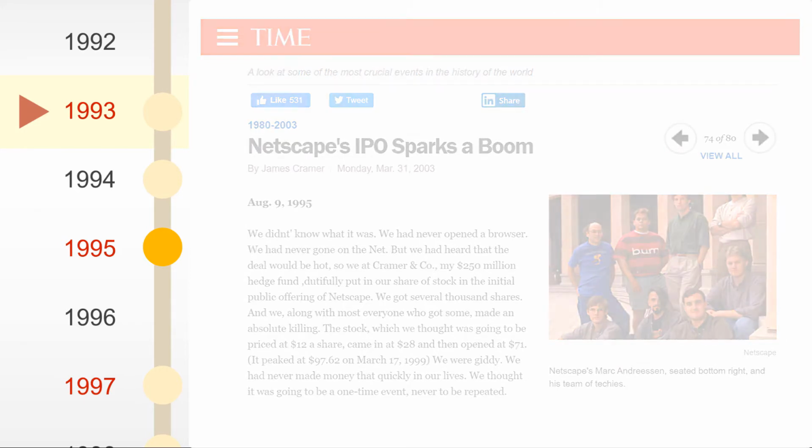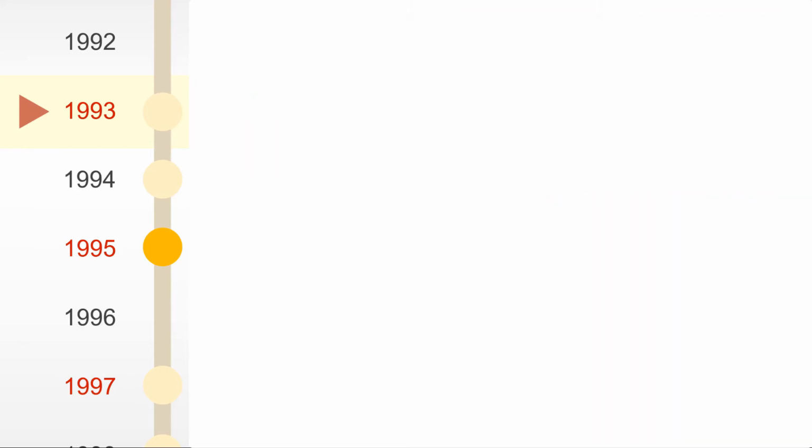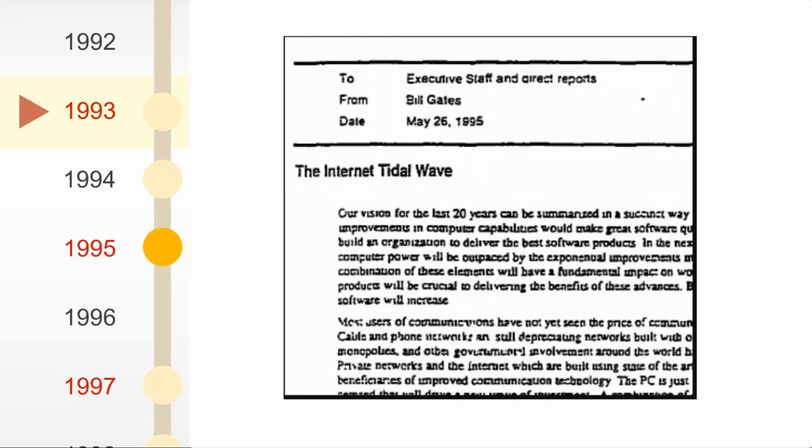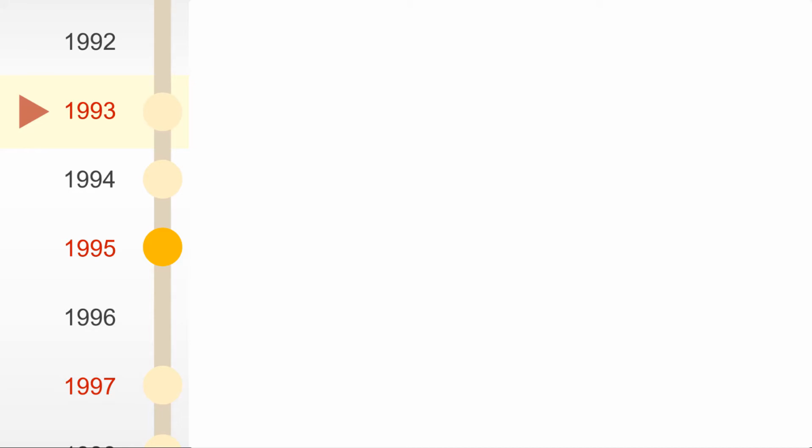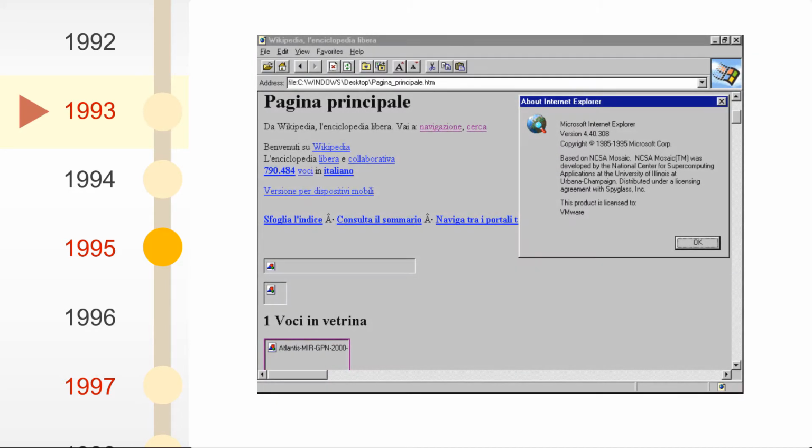1995 is also the year when Microsoft discovered the internet. Bill Gates has a famous internal memo called The Internet Tidal Wave, in which he basically says that the internet is the future of the company and they should devote full resources to it. The first version of Internet Explorer, Internet Explorer 1, becomes available this year.